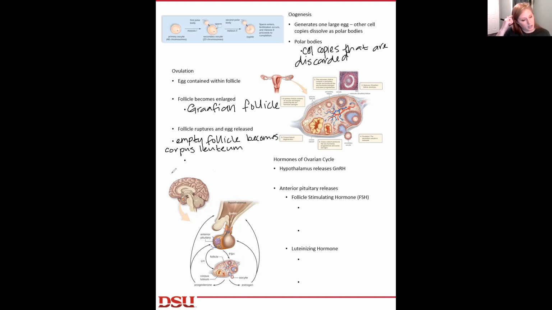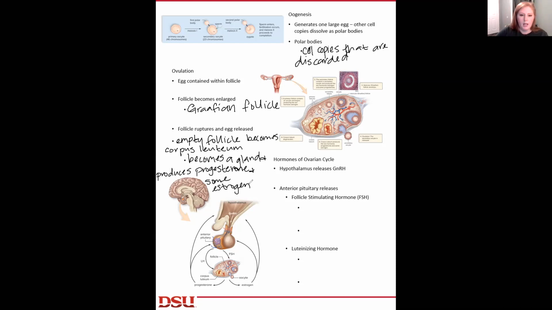The corpus luteum essentially becomes a gland where it's going to secrete progesterone and a little bit of estrogen. Okay.